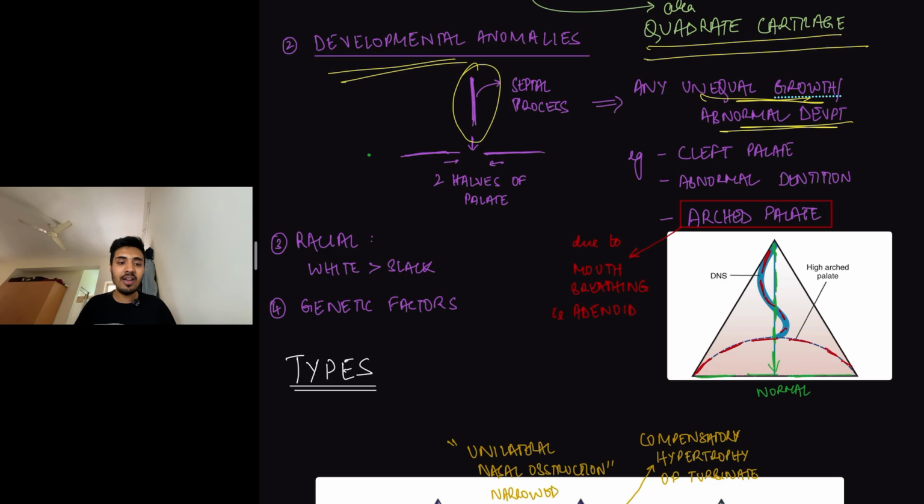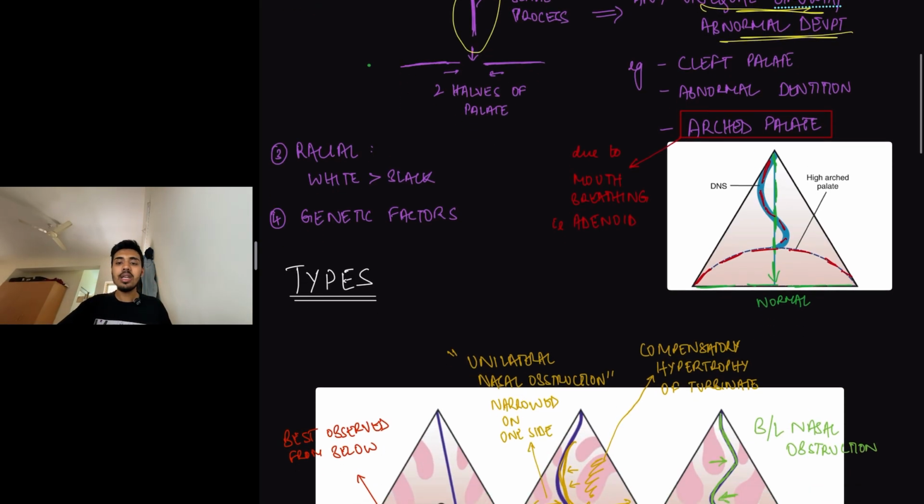Example, let's say there's a cleft palate. So the two halves of the palate do not fuse. Now the septal process also has nothing to fuse with. So the septal process deviates. That can be one reason. Another reason can be a high arched palate. This high arched palate, for example, is seen in adenoids, where a child does a lot of mouth breathing. So because of a lot of mouth breathing, the palate is very arched.